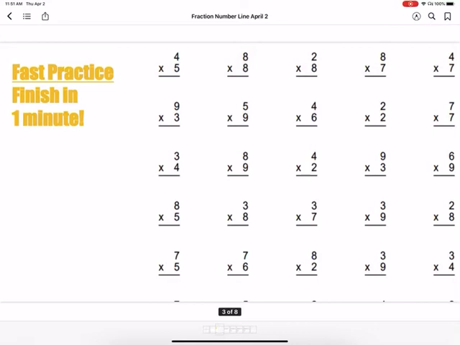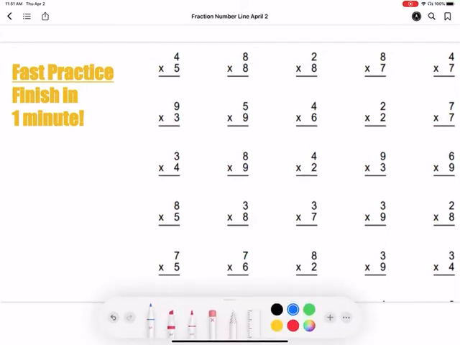Okay. So, how'd you do? Hopefully you got pretty far in there. So, 4 times 5. What'd you get? Did you get 20? 8 times 8, 64. 2 times 8, 16. 8 times 7 is 56. 4 times 7, 28. 9 times 3, 27. 5 times 9, 45. 4 times 6, 24. 2 times 2 is 4. 7 times 7 is 49.